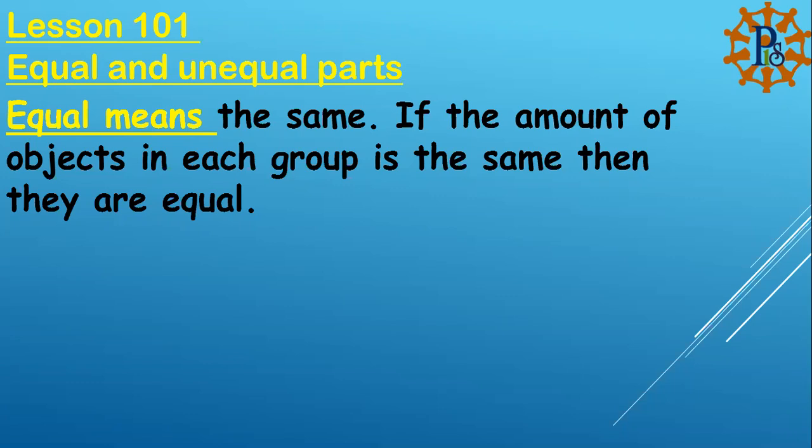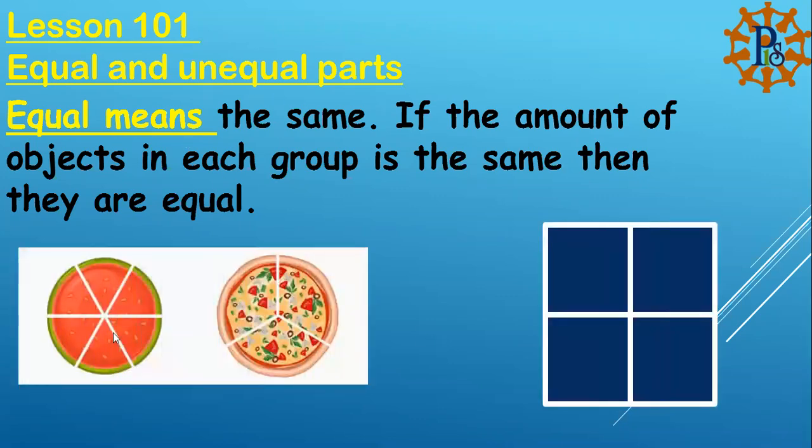We need to see an example for equal part. Here we have two examples, this pizza and this watermelon. Here we divided the pizza into three equal parts, and the watermelon is divided into six equal parts. Also this square is divided into four equal parts. All of them are the same. So equal means the same. If the amount of objects in each group is the same, then they are equal, like these examples.